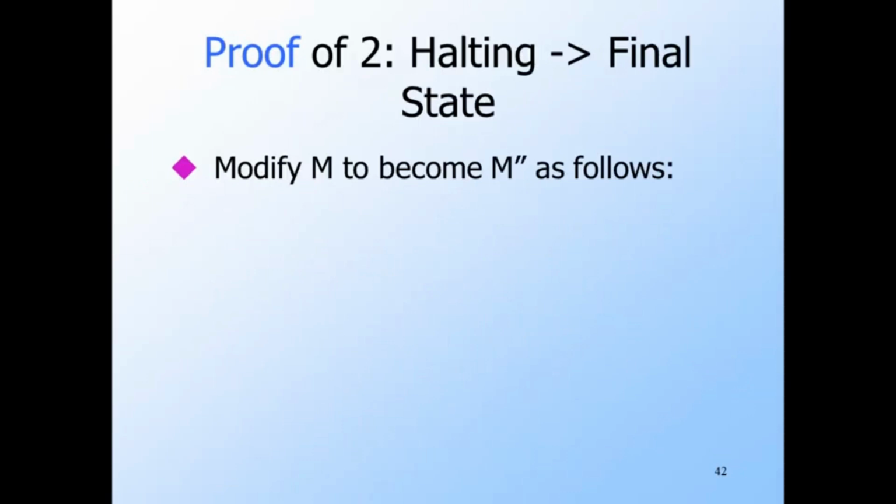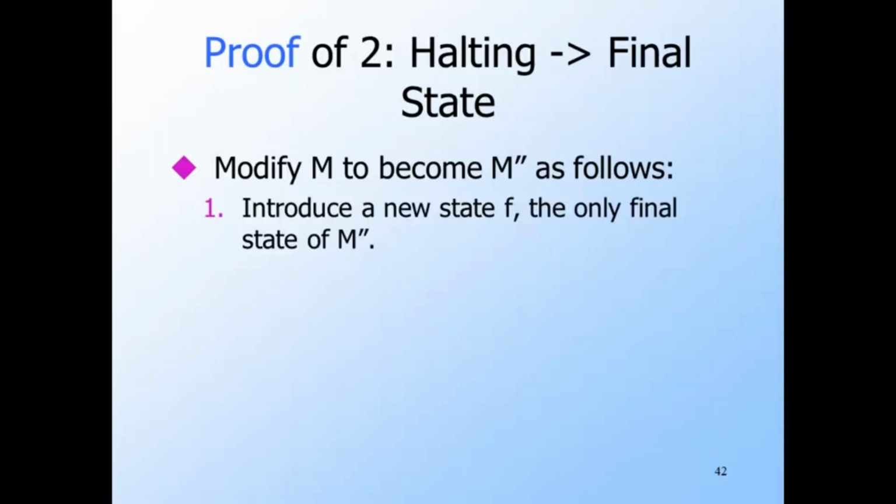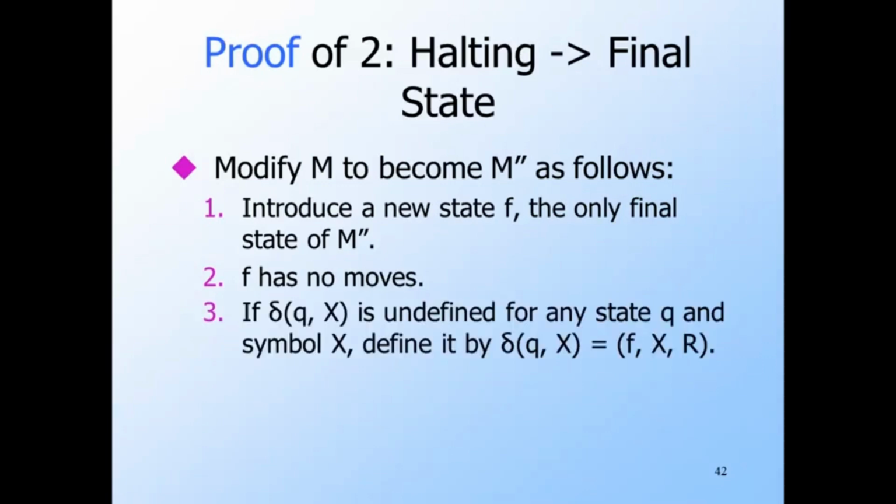The construction in the other direction is also pretty easy. Now we assume M accepts some language L by halting, and we want to modify it to become M double prime, which accepts L by final state. We introduce a new state F, which is the final state of M double prime. F has no move, so in fact M double prime will also halt when it accepts, but it doesn't matter. Once a Turing machine enters a final state, if acceptance is by final state, then nothing it does in the future will negate the fact that the input was accepted. If M halts in any situation, that is, delta of q and X is undefined, then define it and make the next state be F.